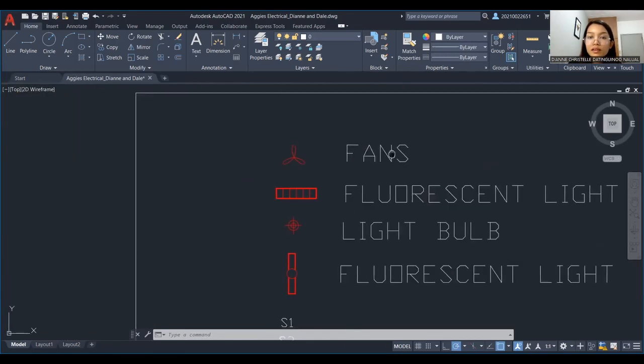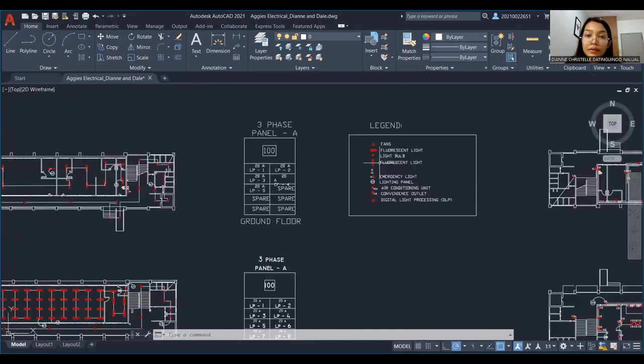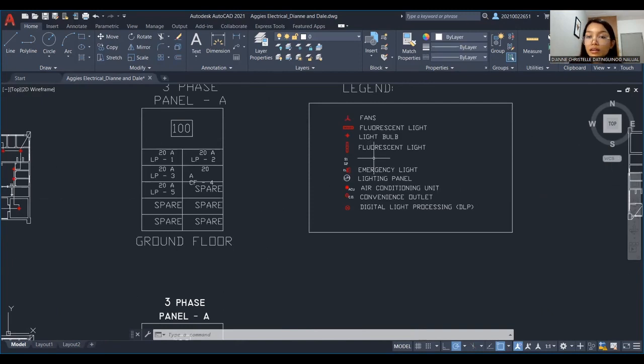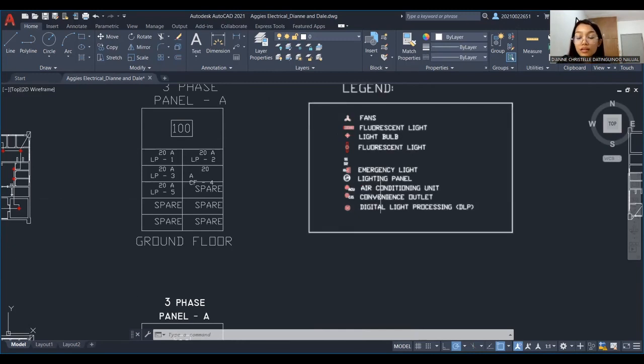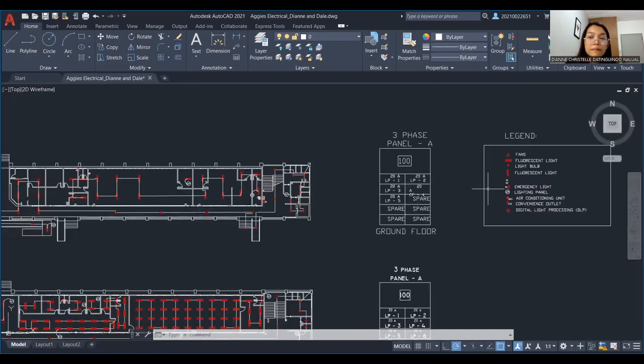As you can see, this is the icon for the fans. Let us be familiar with these icons. The rectangular one will be the fluorescent light bulb, and then the fluorescent light again. And then the next is the emergency light, and then lighting panel, air conditioning unit, convenience outlet, and digital light processing. So these are the legends that are included in these plans.